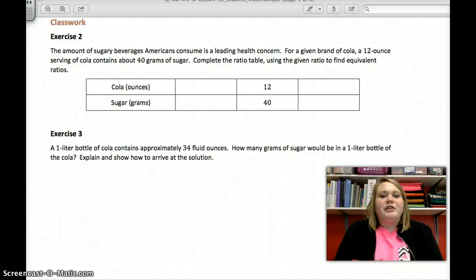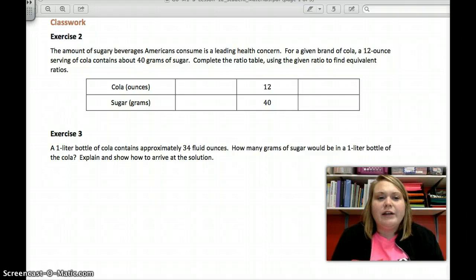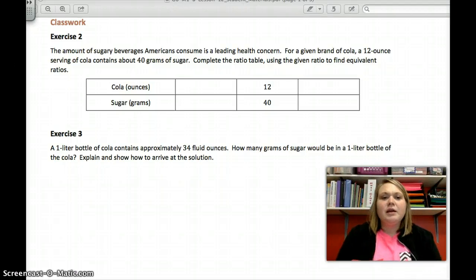The amount of sugary beverages Americans consume is a leading health concern. For a given brand of cola, a 12-ounce serving of cola contains 40 grams of sugar. Complete this ratio table using the given ratio to find the equivalent ratios. Let's talk about this problem first.